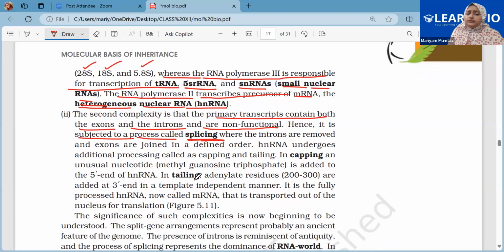Because of which, the additional step, that is splicing, has to happen so that the introns could be removed, because they are non-coding stuff, right? They are not needed. So they are removed and exons are joined in a defined order.